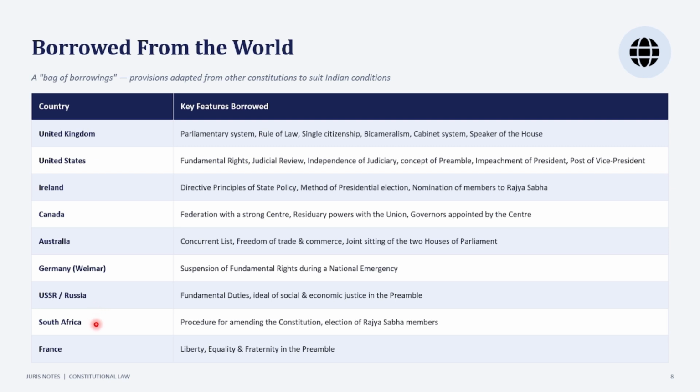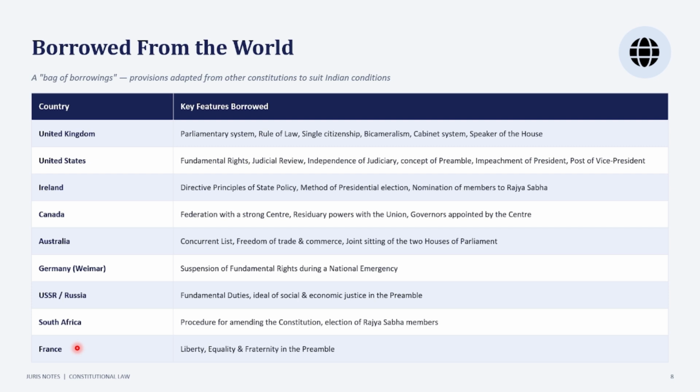From South Africa, we have aspects relating to the constitutional amendment procedure and election of Rajya Sabha members. And finally, we come to France. We have the ideals of liberty, equality, and fraternity. So, as you can see, the Indian Constitution has drawn from several constitutional experiences. But the important thing is that these provisions were adapted to the Indian conditions. So, it is not simply a collection of copied provisions. It is a constitutional framework designed specifically for India.